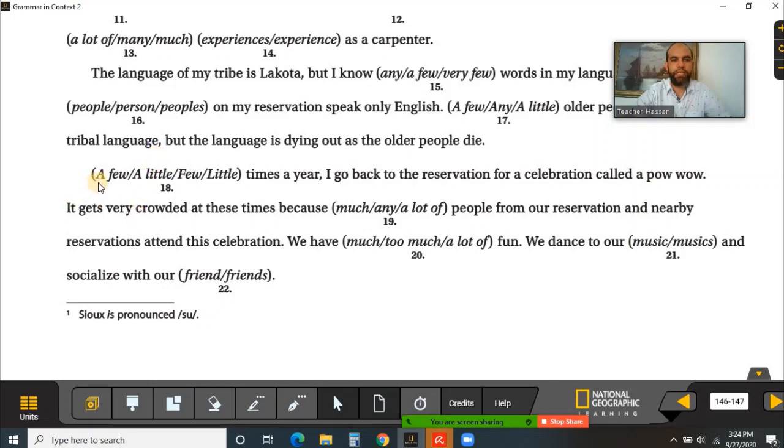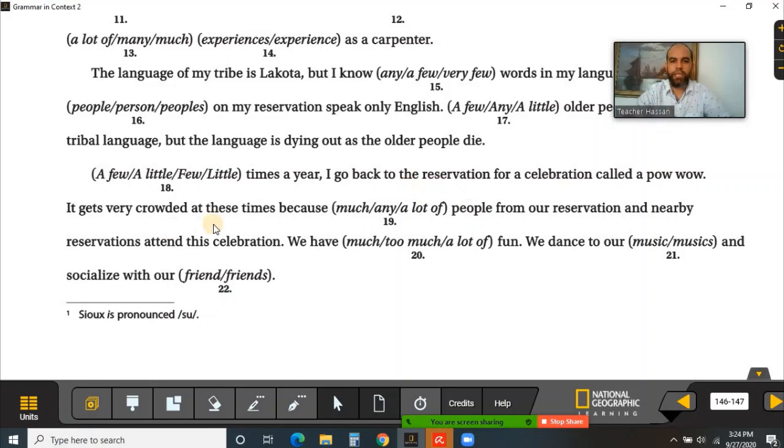Now, what remains is a few and few. What is the correct answer for this one? It is a few. Okay, it means enough times. But if we pick few, it means not enough times. Few means almost none, almost no time. A few times a year, I go back to the reservation for a celebration called a powwow.